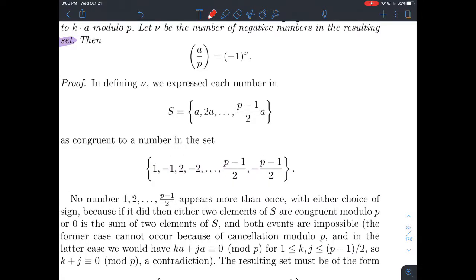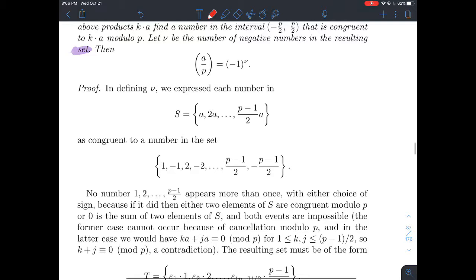Now, what do we need to be careful about here? Well, how do I know that when I reduce all these things mod 7 and choose the representative so that it's between minus p/2 and p/2, I don't get two of the same thing? How do I know that no number appears more than once when I reduce it mod 7, with either choice of sign?